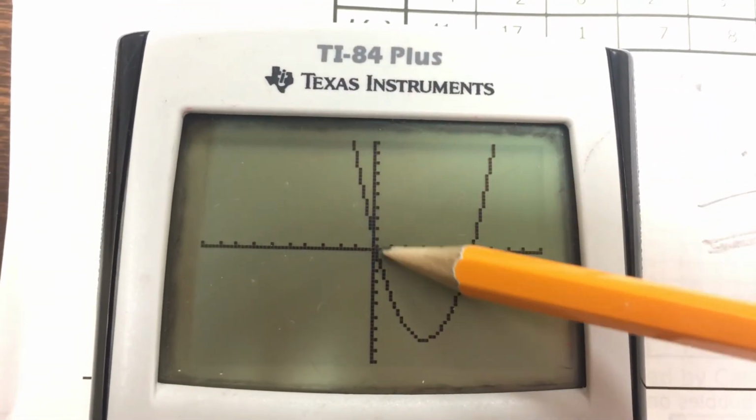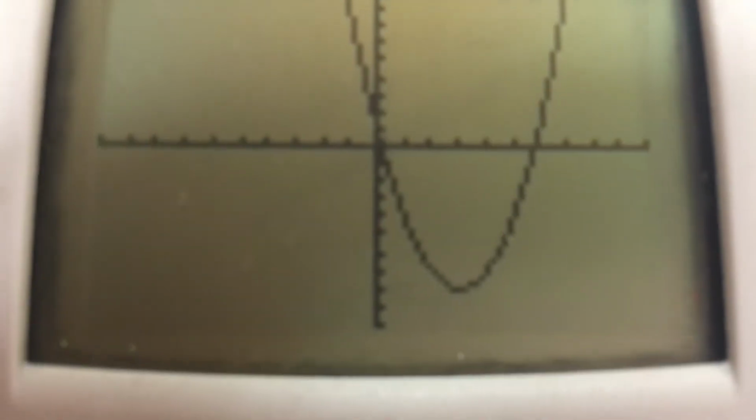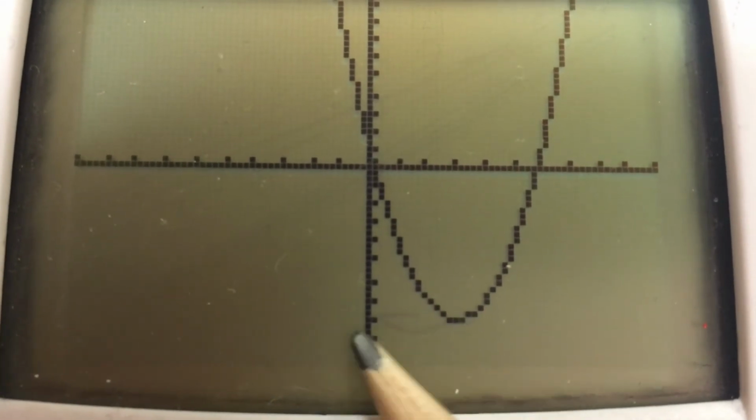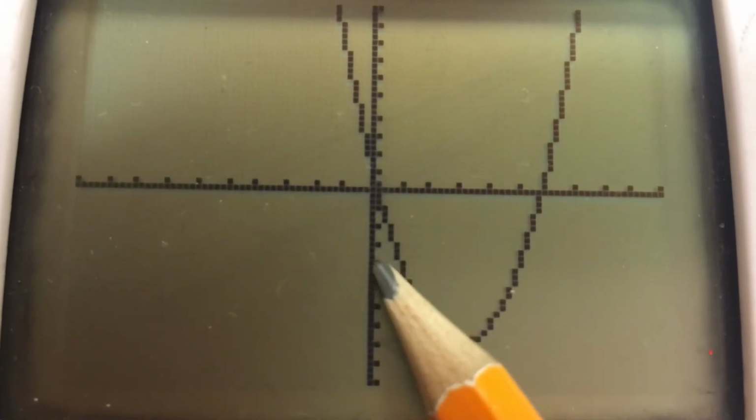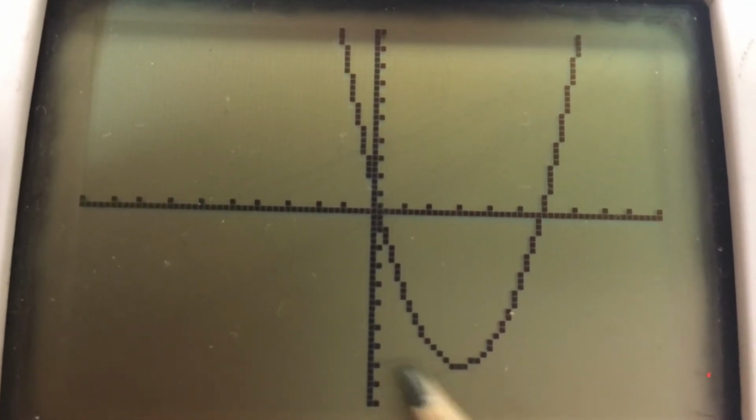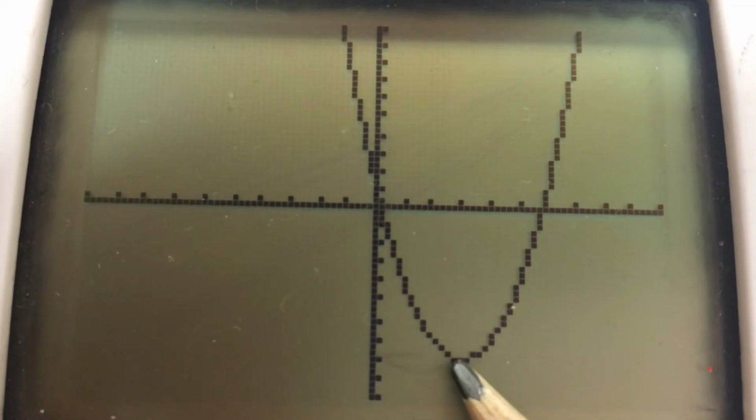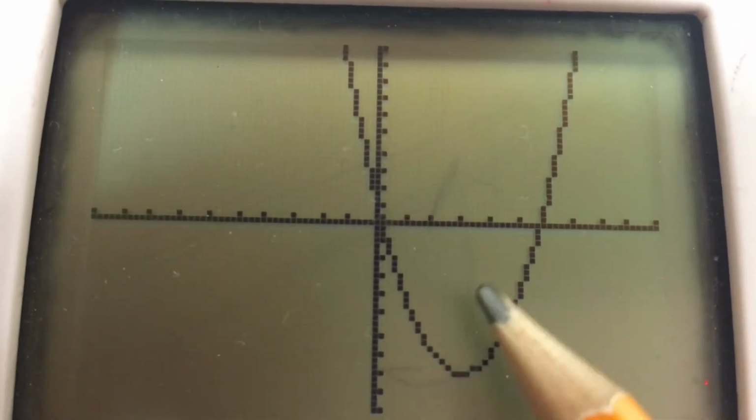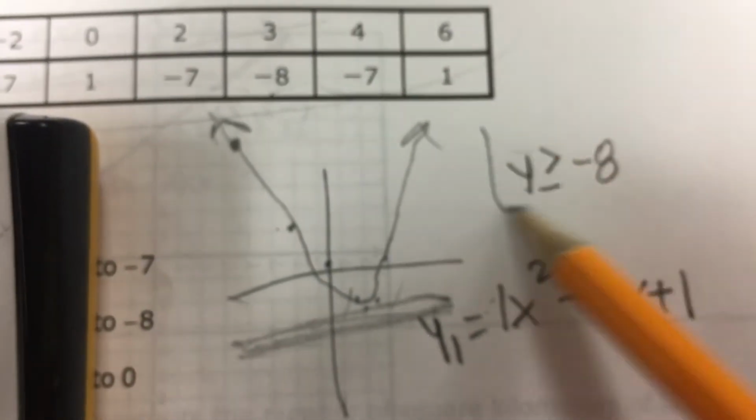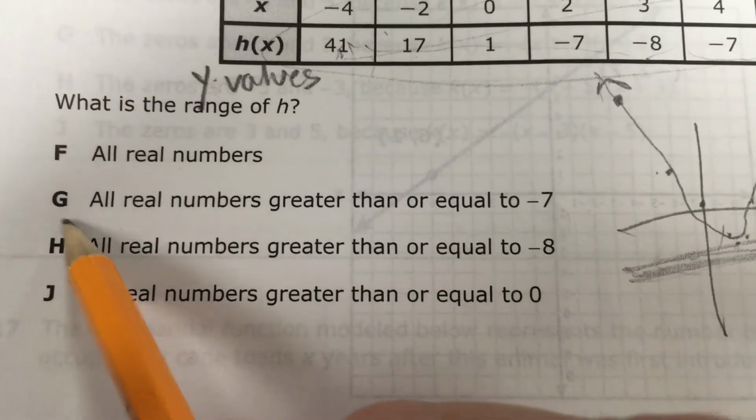And here it comes down. And here's the lowest point of our graph. All right, let's just zoom in. Here's the lowest part of our graph, which is at negative 1, 2, 3, 4, 5, 6, 7, 8. You can see that negative 8 is the lowest y value of the graph. So all of our y values, or all of our range, is going to be negative 8 or bigger. So again, when we would write out the range, it would be y is greater than or equal to negative 8, which on the answer choices is going to be letter H.